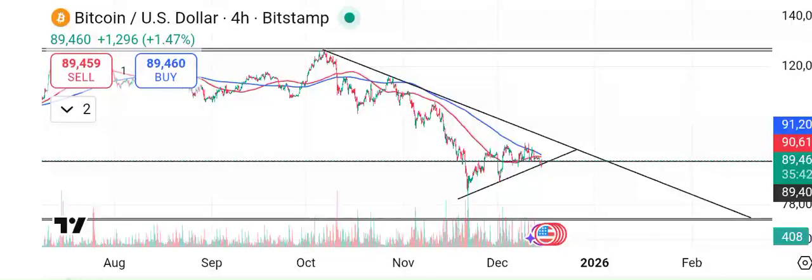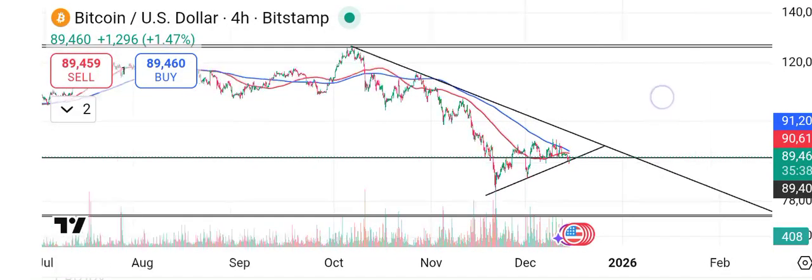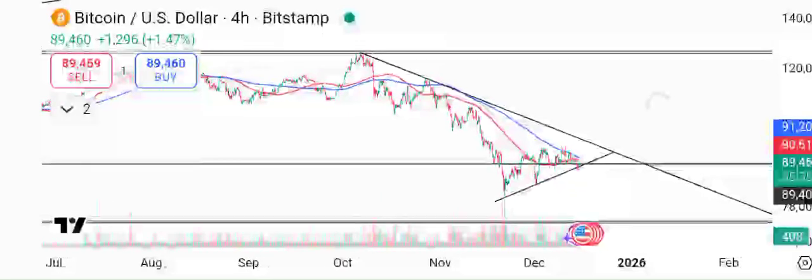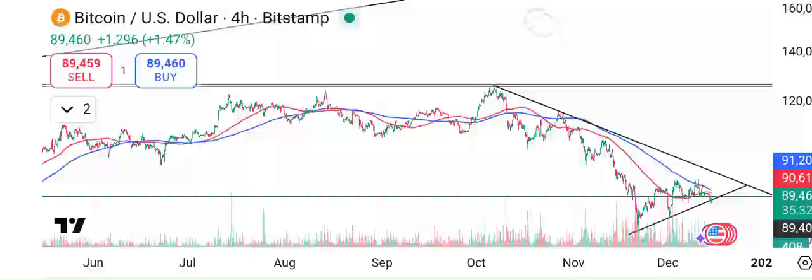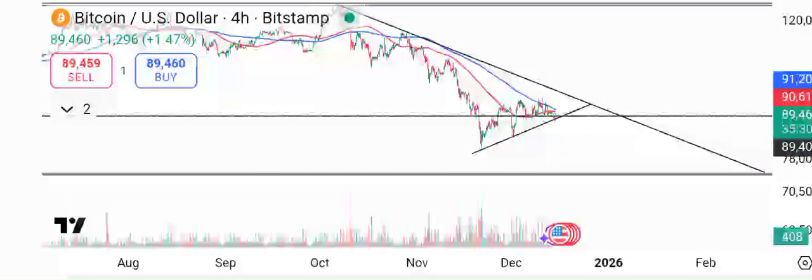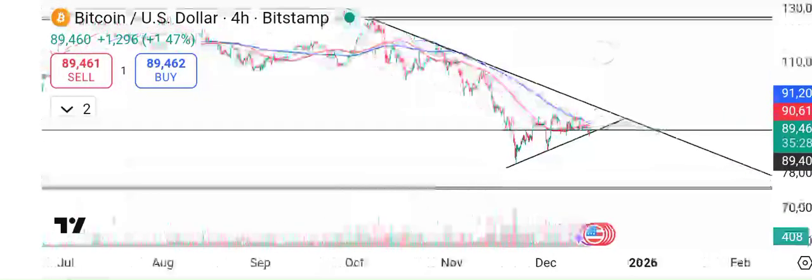Good day everyone. We are looking at the Bitcoin US dollar 4-hour chart. From the chart here, we can see that price is trading between this resistance and this support here. So now what do we have?